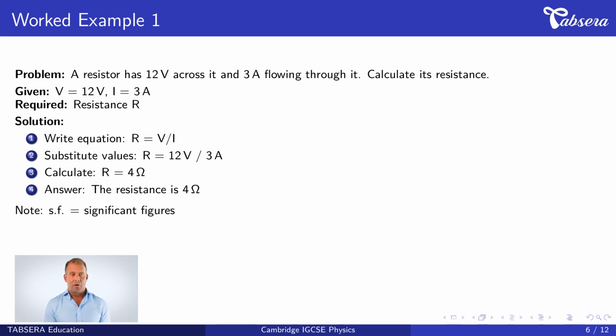Step 1. Write the equation. We use the resistance formula, which is R equals V divided by I, where R is resistance, V is voltage, and I is current. Step 2. Substitute the values. We write R equals 12 volts divided by 3 amperes. Step 3. Calculate. 12 divided by 3 equals 4. Step 4. State the answer. The resistance is 4 ohms, with units of ohms.